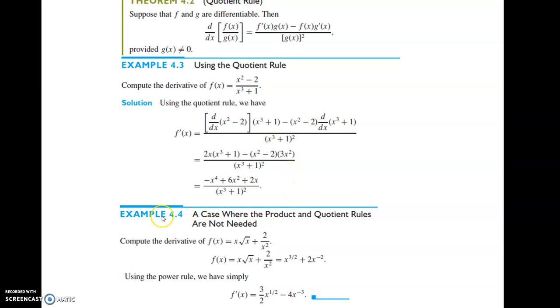Right? Yeah. And another example where in this example we do not need the product rule and the quotient rule. You see that here the function x into root x, product, 2 divided by x square, quotient. But I do not use the product rule and the quotient rule that I discussed earlier.